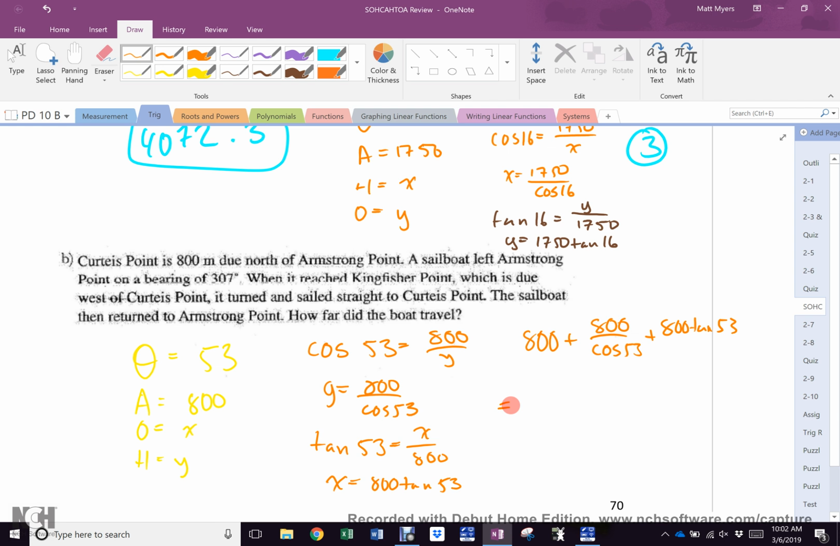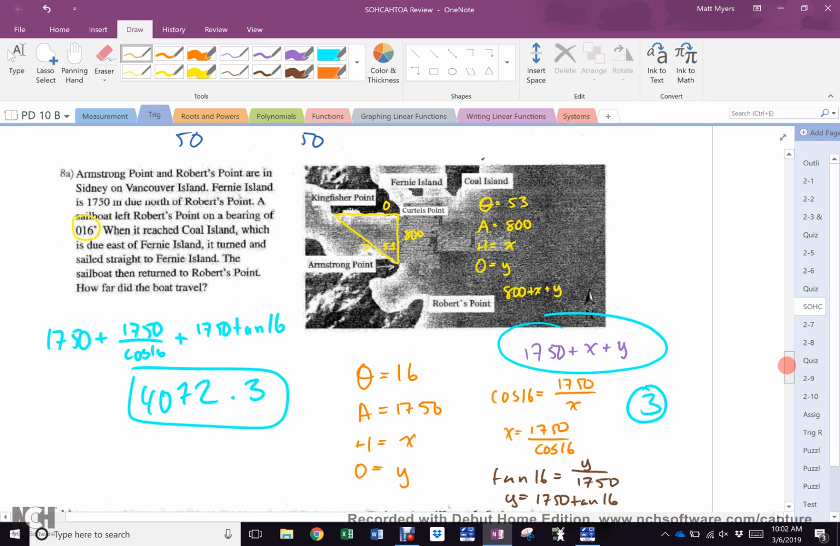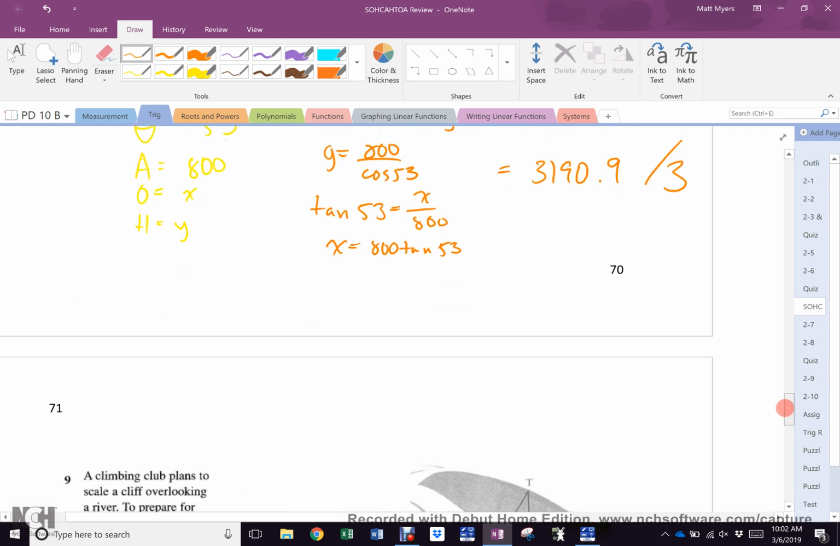That's not a number. That's 4 digits. That's better. 3,190.9. Also for 3 marks. Making that page out of 6 and 2 is 8.